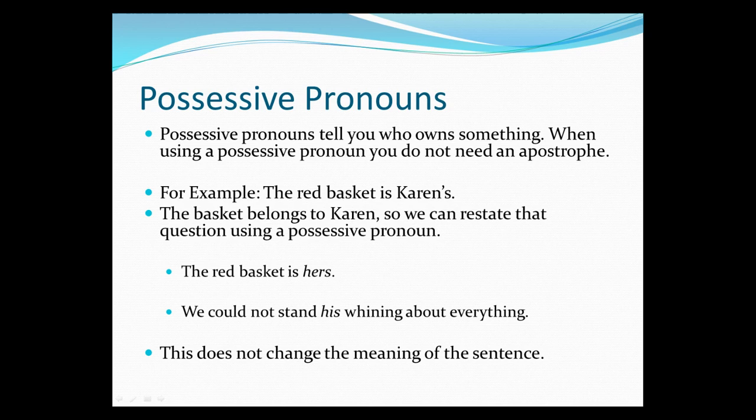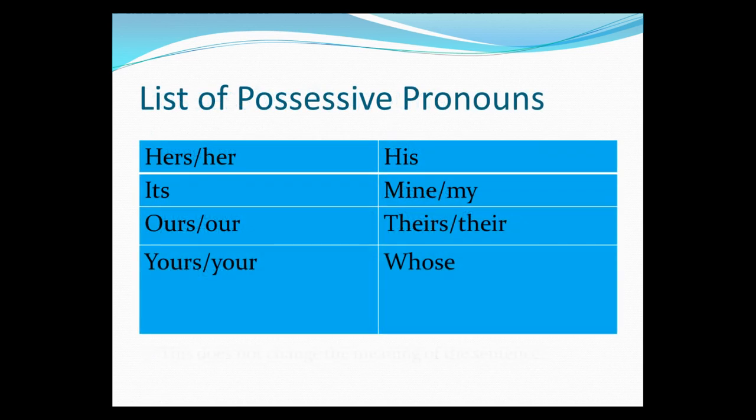Another example is, we could not stand his whining about everything. Always, these pronouns do not change the subject or the meaning of a sentence. Here are a list of possessive pronouns: hers and her, its, ours and our, yours and your, his, mine, my, theirs, their, and whose. Now, you may notice some of these words are on different lists, and that's okay.